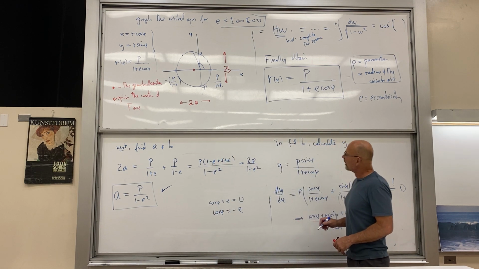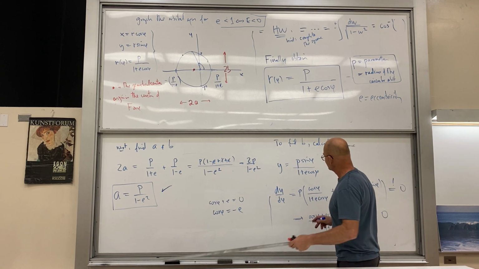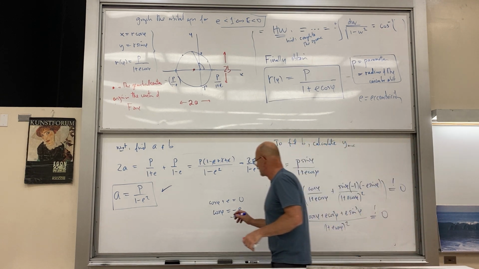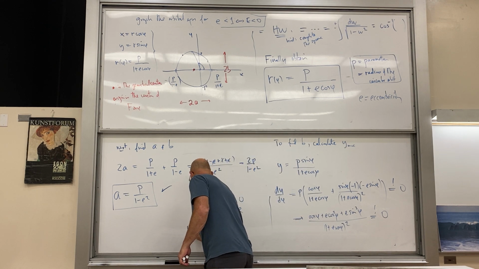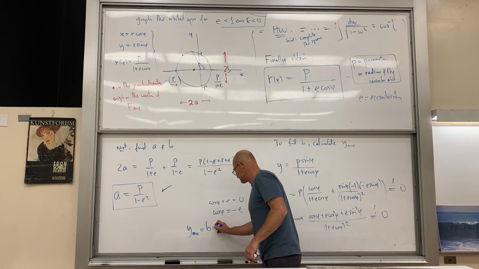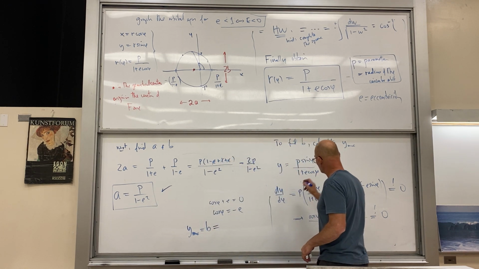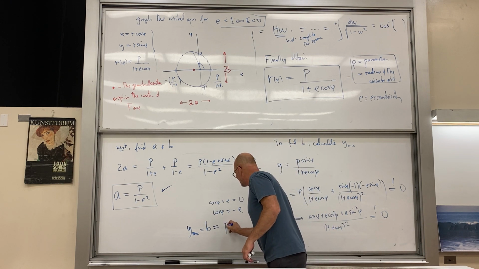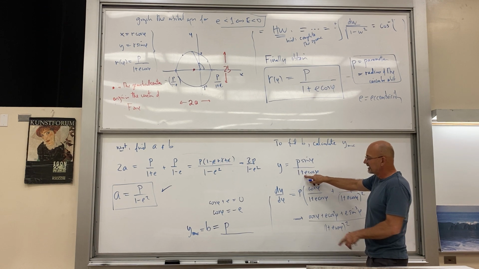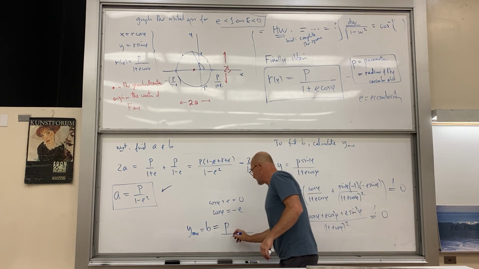And now we can go into y. So y max, which is what we're looking for, which is going to be our b, the semi-minor axis, is equal to p over 1 plus e times negative e, so 1 minus e squared.